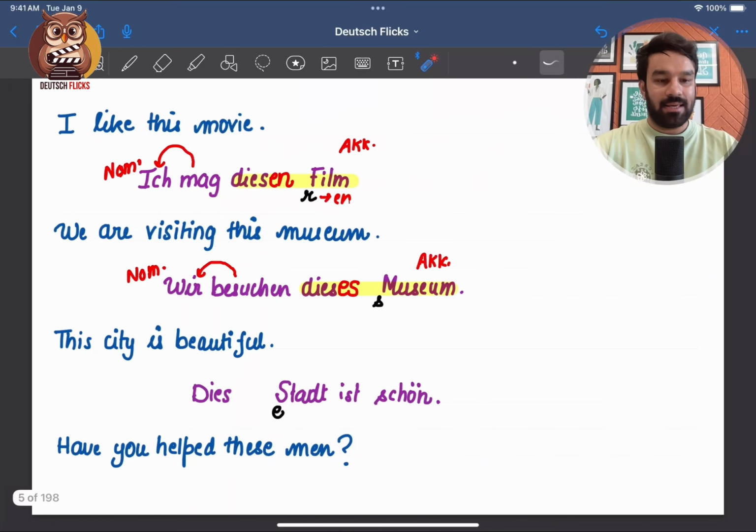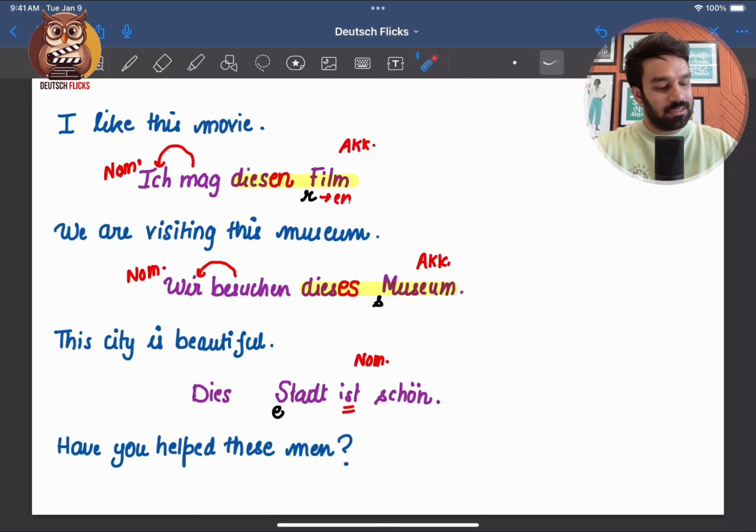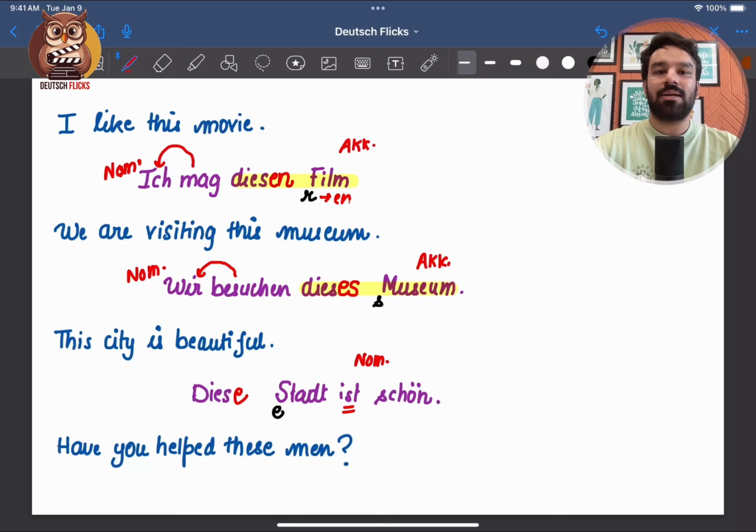We'll check the case. Now we know that the verb sein is strictly nominative. Even if you don't know this, subject is in nominative case, right? So this is the subject of the sentence. This city is beautiful. This city is the subject because the verb sein is being conjugated according to this part. So that means we'll go with diese. Diese Stadt ist schön.